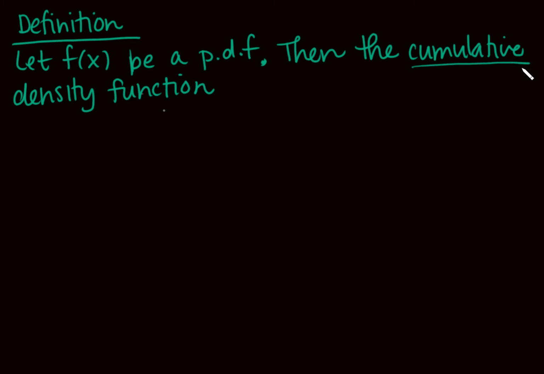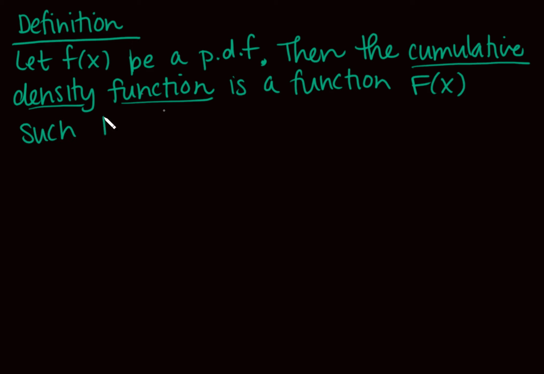Then what are we defining here? The cumulative density function is a function. We're going to call it capital F of x, such that, a couple things here. I want to define a couple things. First of all, big F primed of x equals little f of x. So this is what I was talking about when we look at the cumulative density function. It is just going to be the antiderivative. Well, not just, but it's going to be the antiderivative.